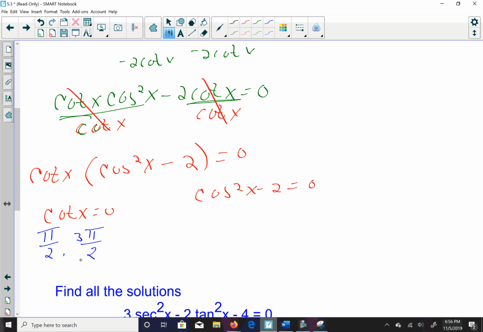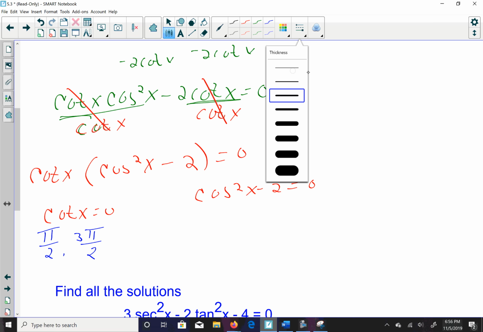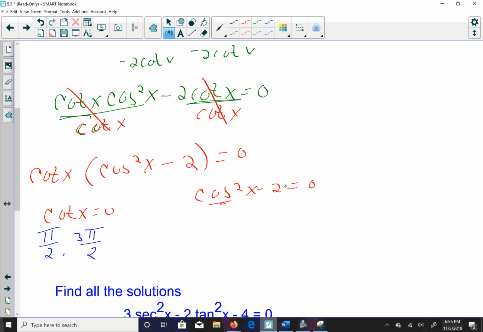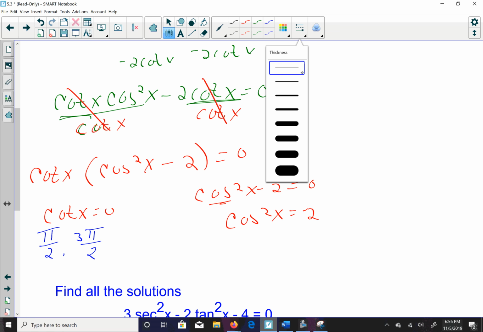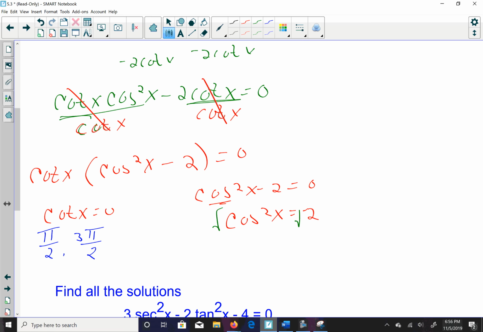So that solves this. When I look at this side, I'm going to have to isolate the cosine on one side by itself, so I'm going to add 2 to both sides. So I'm going to say cosine squared x is equal to 2. Then I'm going to take the square root of both sides, and I'm going to have the cosine of x is equal to plus or minus the square root of 2. And I look at my unit circle, and I don't see square root of 2.